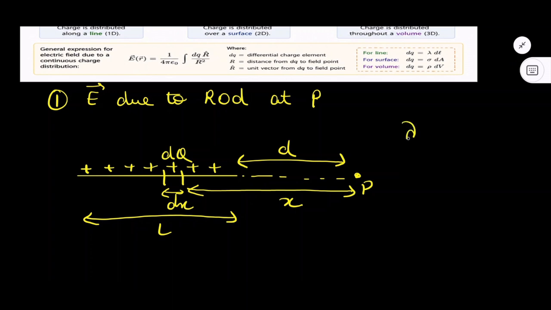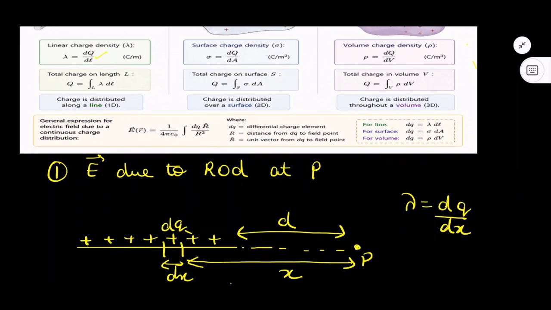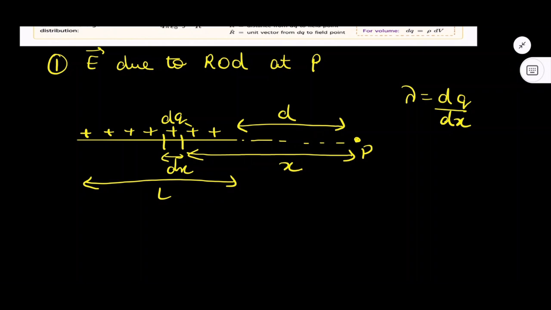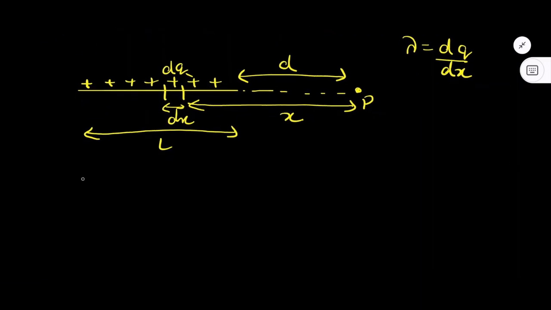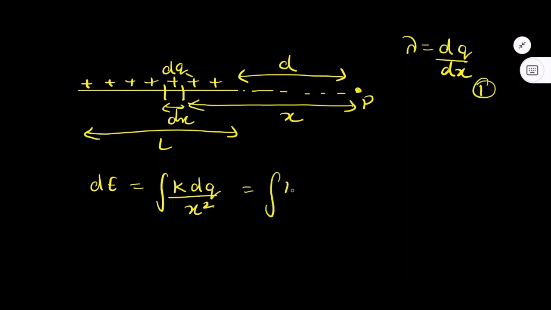We identified that it is a linear charge distribution, so we write lambda equals dq by dx, as we have seen earlier. It is dq by dl, right? This was our first step. Now the second step is to write the electric field dE for the small element, and that will be k dq by x square, where x is the distance of the element from the point P. Now we can substitute the value of dq from equation 1. So it will be k lambda dx upon x square. And now we just have to put the limits and solve the integration.